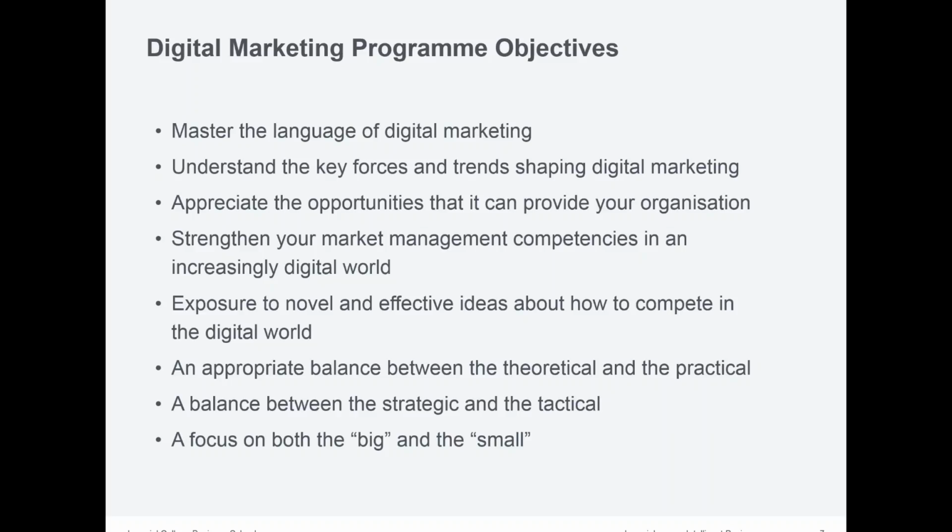And we're going to start from very introductory concepts as well and look at mastering the language of digital marketing and understand all these forces that are shaping digital. And then we're going to move into looking at actual tools and the actual opportunities that you can leverage out of the digital toolkit. So we're going to look at content marketing, for example. We're going to look at social media. We're going to look at analytics. We're going to look at a lot of different tools that we can use to compete in the digital world.